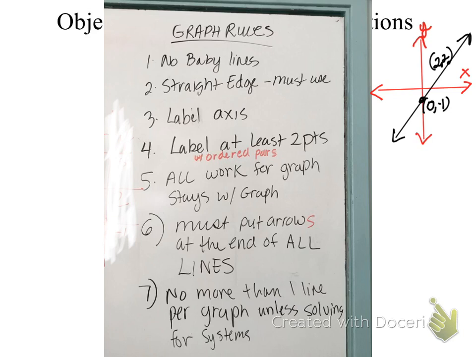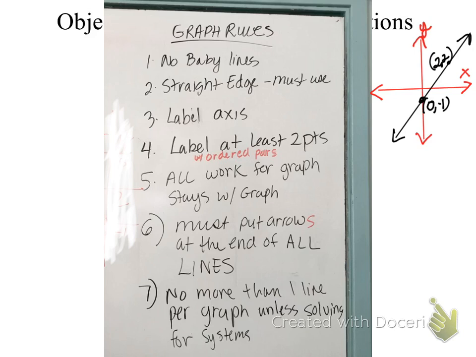All work for the graph stays with the graph. So if there's a table that goes with it, it stays with it. If there is getting x alone or y alone, it stays with the graph. Everything that goes with that. So in other words, I don't want you to do all the graphs on one page and all the tables on another page. Does that make sense? It's like reading a book. I wouldn't go every 5 pages to read what's happening. I'm not going to be flipping pages in the middle of it.